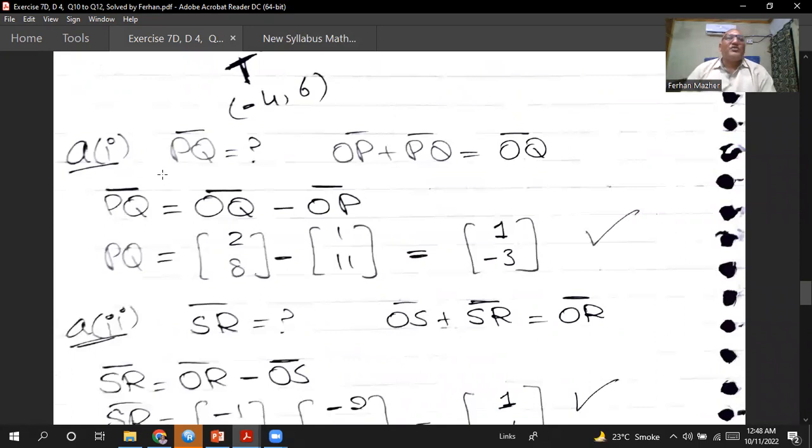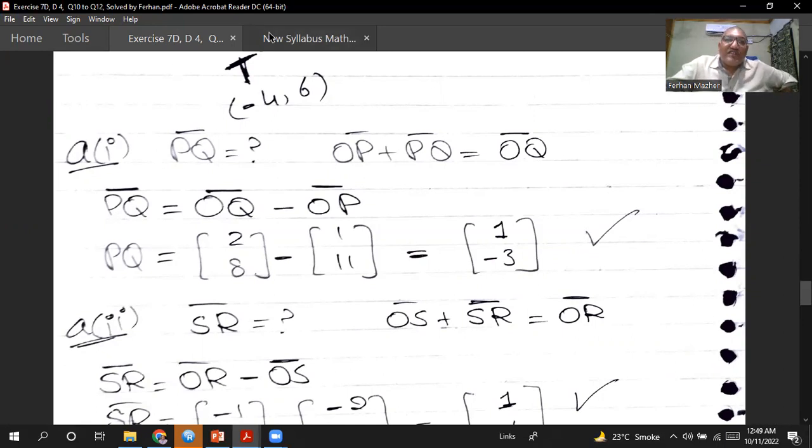Okay, so the PQ. So the PQ, according to the position vector formula, the starting point is P, the end point is Q. So OP plus PQ equals OQ. That's the position vectors formula. So the PQ will be OQ minus OP. So the PQ will be OQ is 2, 8 minus 1, 11. That's the OP. So 2 minus 1 is 1, 8 minus 11 is minus 3. So the PQ will be 1, minus 3 in the column vector.